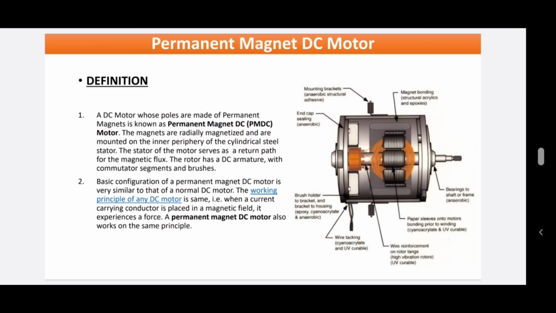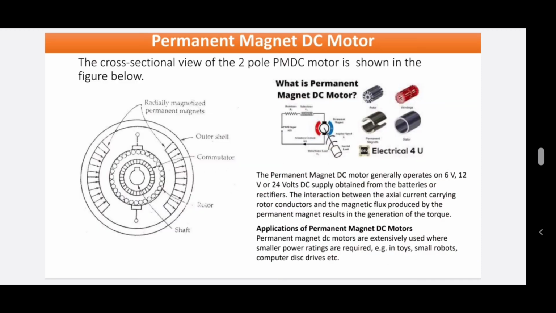The working principle of any DC motor is the same. For example, when a current carrying conductor is placed in a magnetic field, it experiences a force. A permanent magnet DC motor also works on the same principle. Besides that, the permanent magnet DC motor generally operates on a 6 volt, 12 volt, or 24 volt DC supply obtained from the batteries or rectifiers.